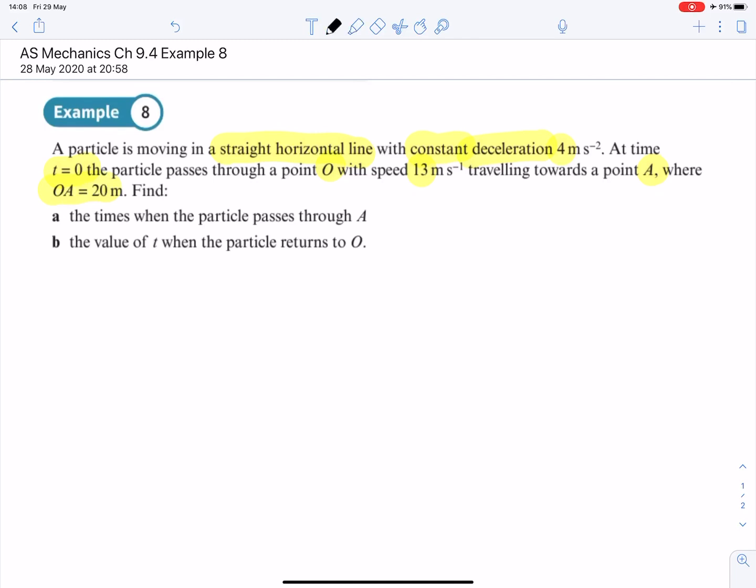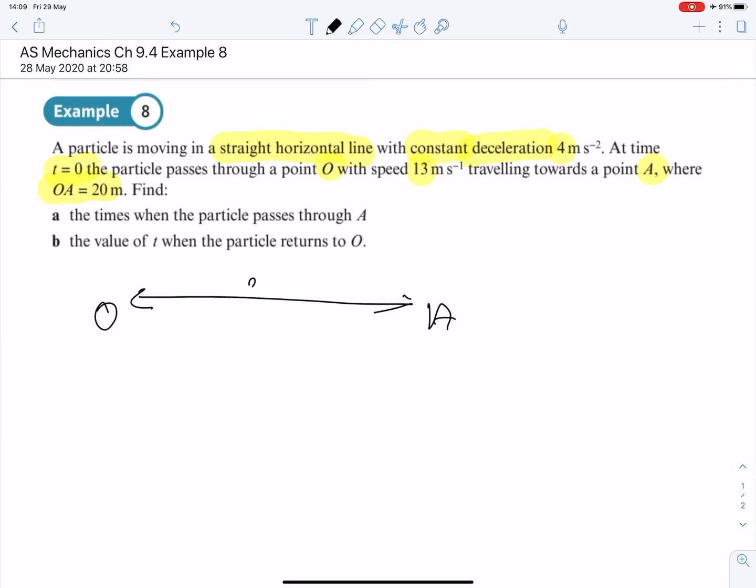Okay, let's just draw that because it's a little bit more complex than the last one. So we've got O and we've got A. We're told this distance from O to A is 20 meters. The acceleration, so if that's our positive direction, the acceleration is back towards O. So we could put our acceleration on in the positive direction, because that's the direction of increasing x, as minus 4 meters per second squared.